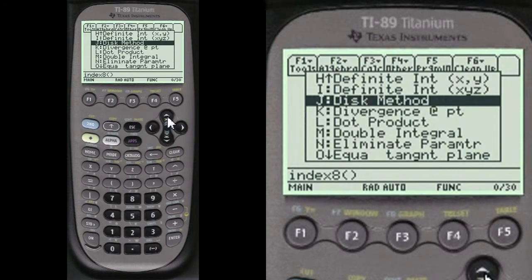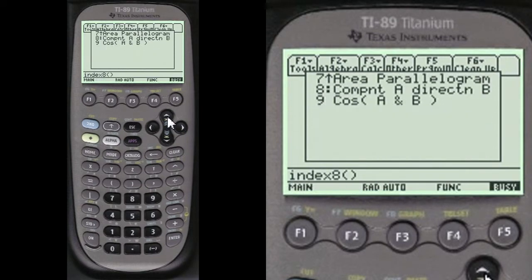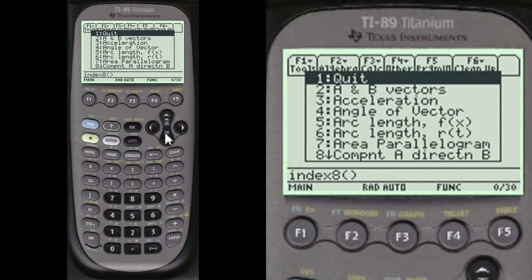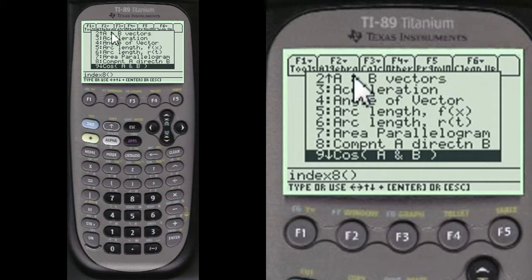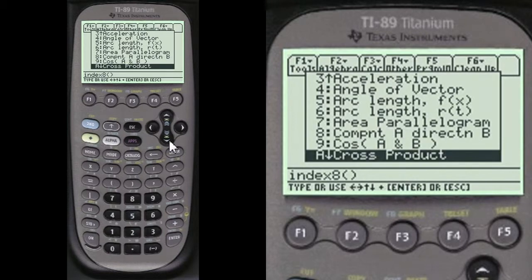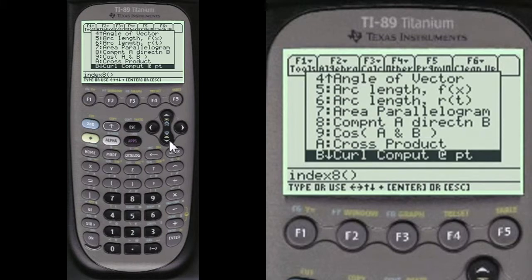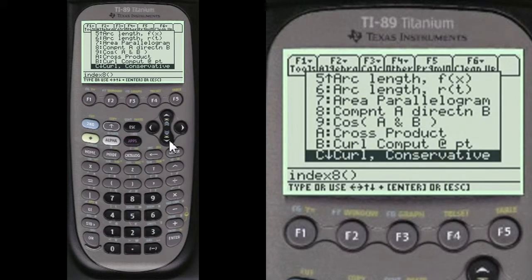I'm going to go up to the top here and start and name the things in my menu. We'll look at this part up here as I name them. A and B vectors, that comes in Calculus 3 generally. You're doing all sorts of things with adding vectors and subtracting vectors and doing everything possible with them. So A and B vectors, acceleration, angle of a vector, arc length, that's the f of x system, the function system, and then the RT system.